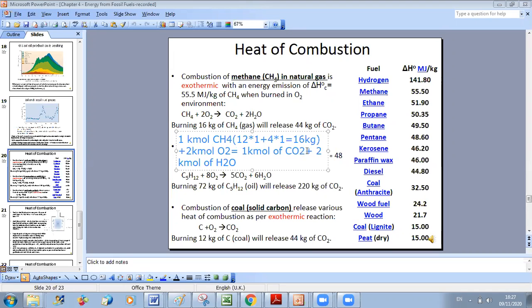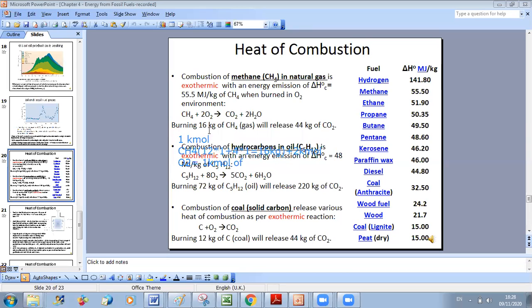To know how many kilograms of CO2 are produced, it corresponds to the production of 1 kilomole of CO2. In 1 kilomole of CO2, I have 1 kilomole of C and 2 kilomoles of oxygen, so it's equal to 12 plus 2 times 16, which is 44. So what can we deduce here? In this reaction, if I burn 16 kilograms of CH4, I am producing 44 kilograms of CO2, which is really a large amount.